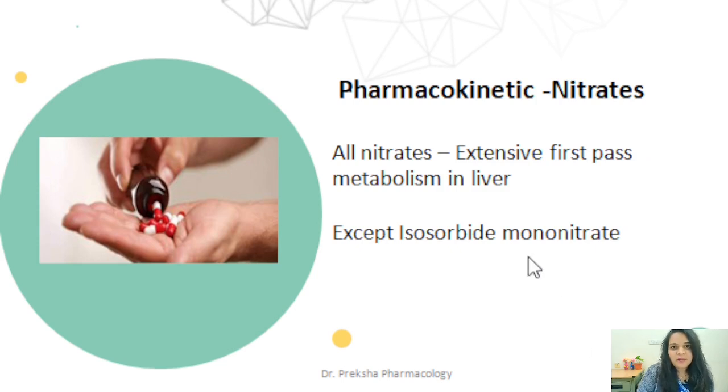Now coming to the pharmacokinetic properties of nitrates. All the nitrates undergo extensive first-pass metabolism in the liver except isosorbide mononitrate.